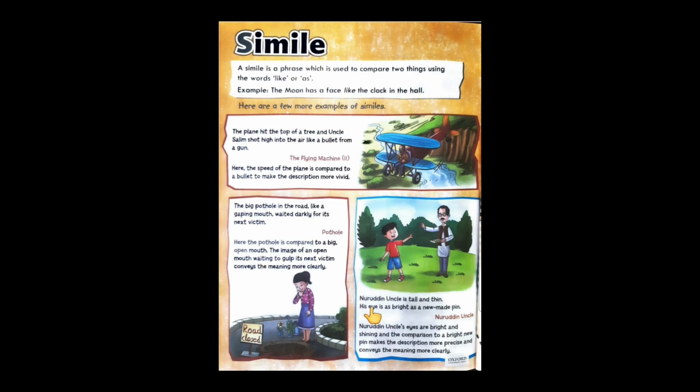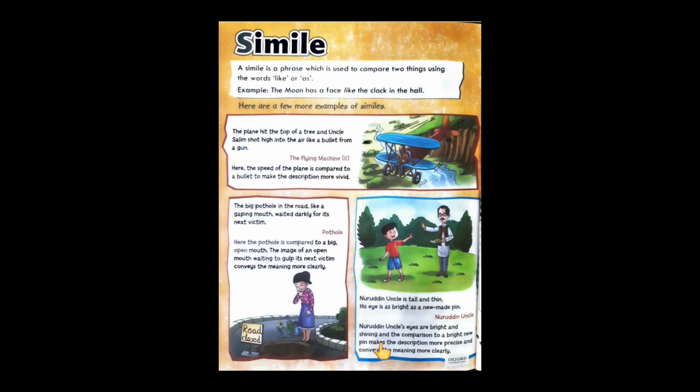Next is Nuruddin uncle is tall and thin. His eye is as bright as a new made pen. Now these lines have been taken from the poem Nuruddin Uncle. Now they are talking about Nuruddin uncle's eyes are bright and shining, and the comparison to a bright new pen makes the description more precise and conveys the meaning more clearly.